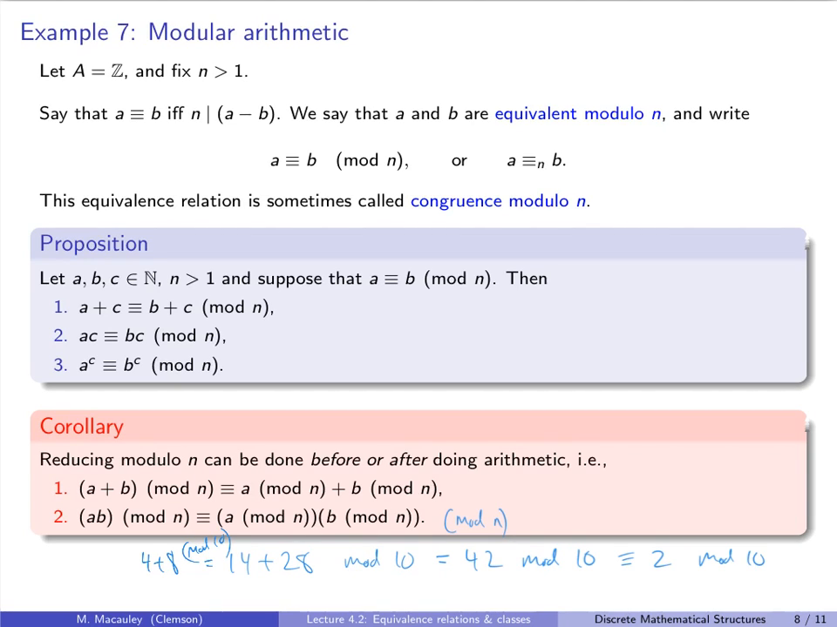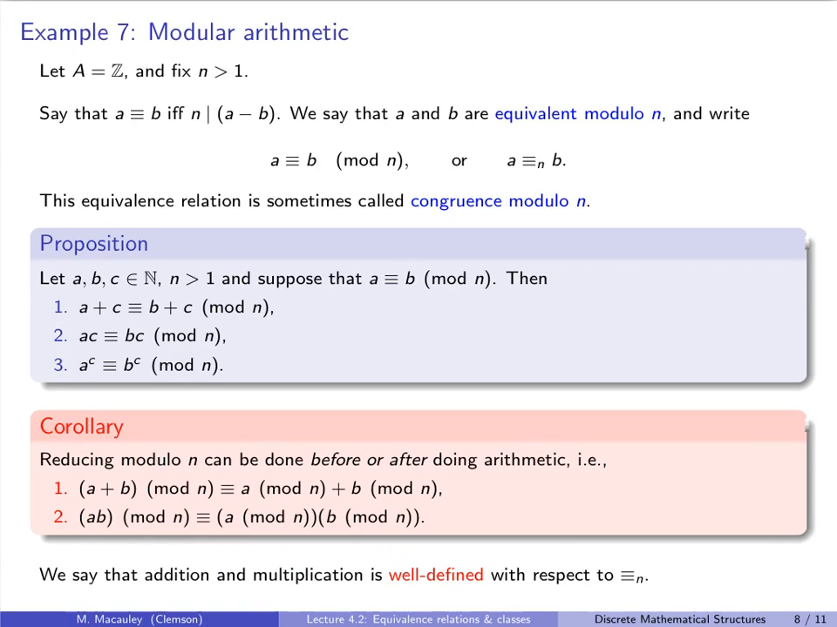And you get the same thing, although in this case, the answer is more than 10, so I have to reduce this and I get 2 mod 10. That's why I added this mod n right here. Because reducing mod n can be done before or after doing arithmetic, we say that arithmetic, in other words addition and multiplication, is well defined with respect to the equivalence relation. That's a term, well defined, that we are going to come back to. We're going to see it again. Let's examine it in a little more detail. I'll do that on the next slide.